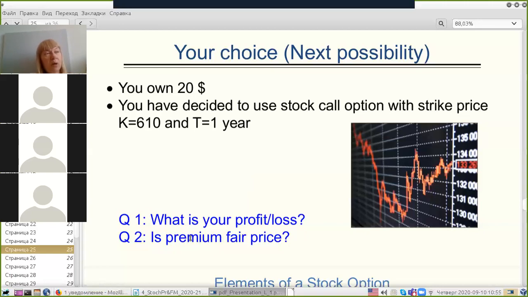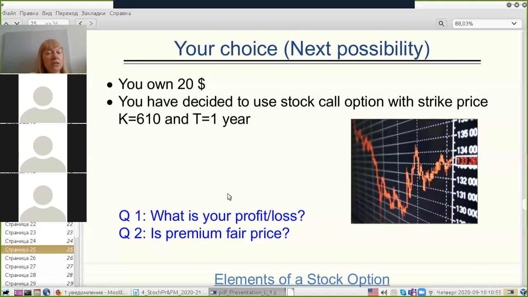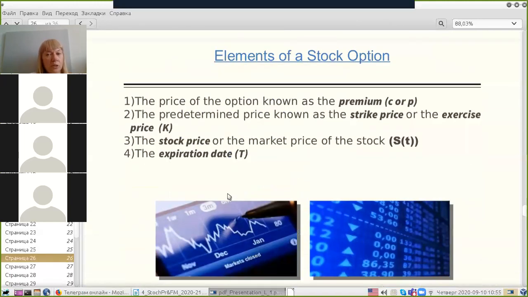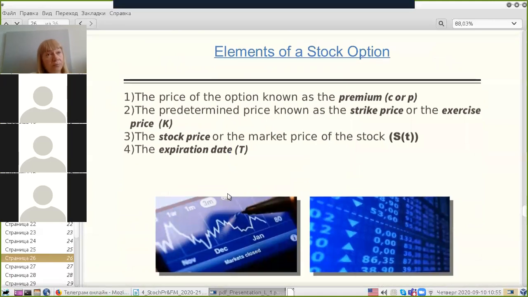About the premium, about the amount of the premium. It is the main question of financial mathematics. Is the premium a fair price? For example, that $10 or $20. It's a very important question, and we can consider it in the next lessons.